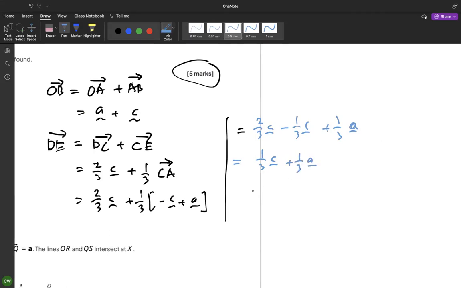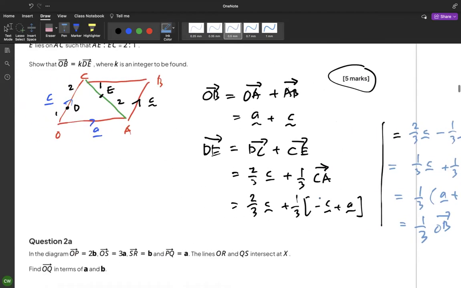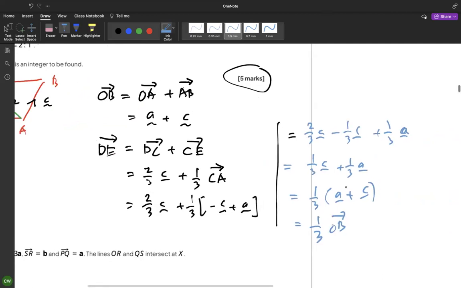What should we do with this one? Can we factorize or not? Is it equal to 1/3 of A plus C? So 1/3 of what? A plus C is what? OB, right? So we have successfully proved that OB is K DE.